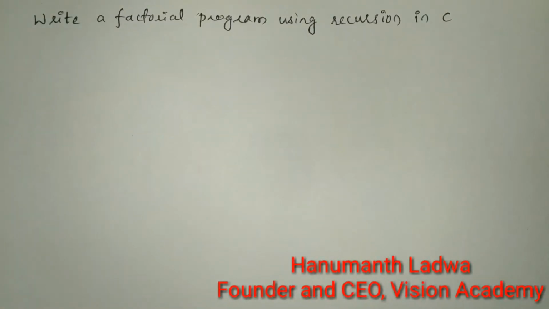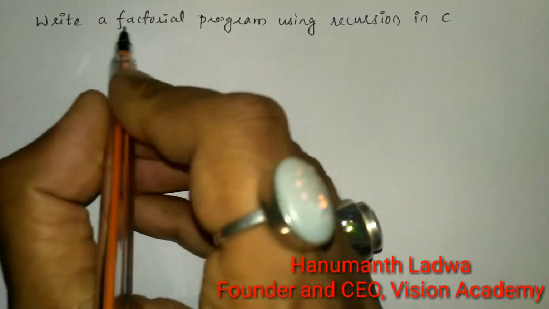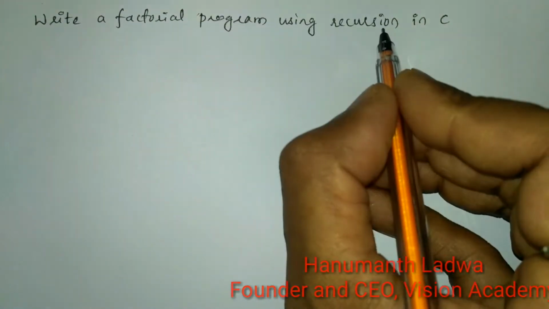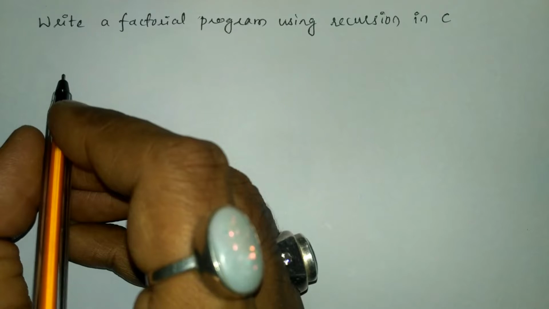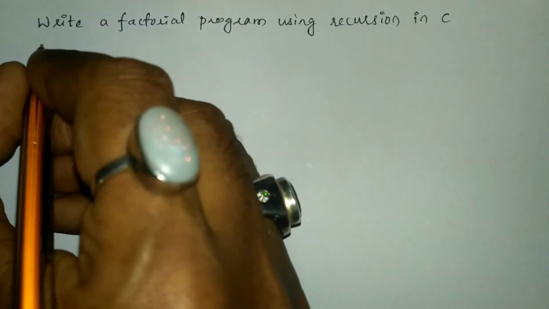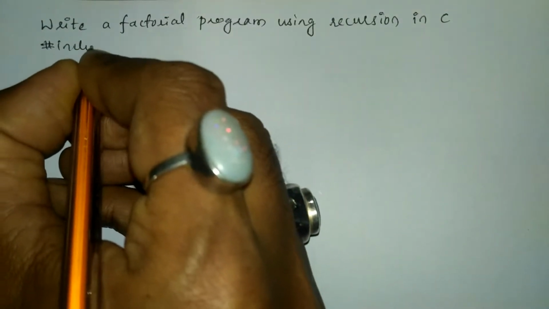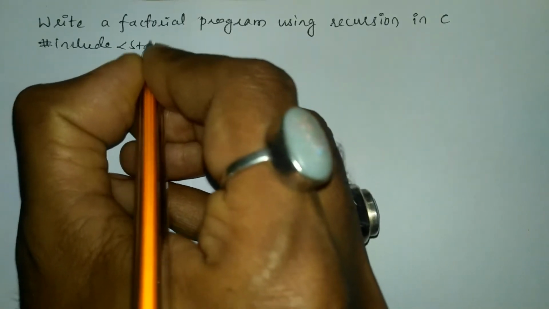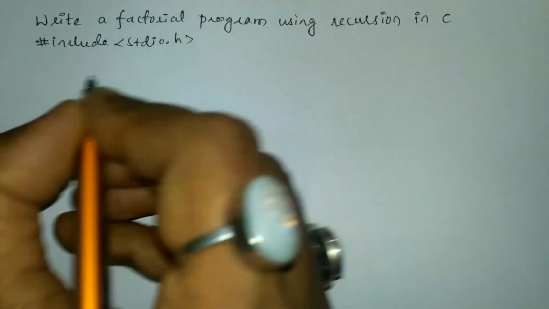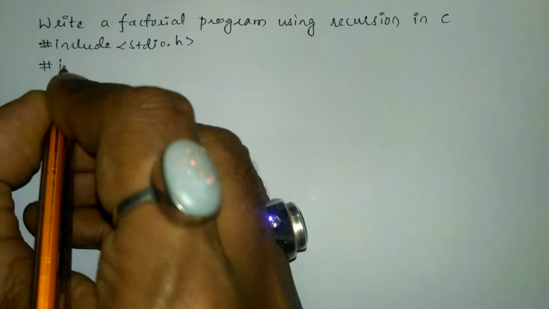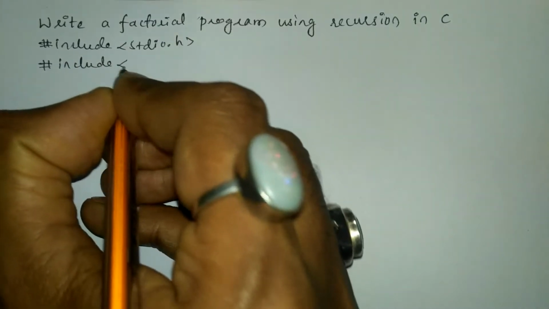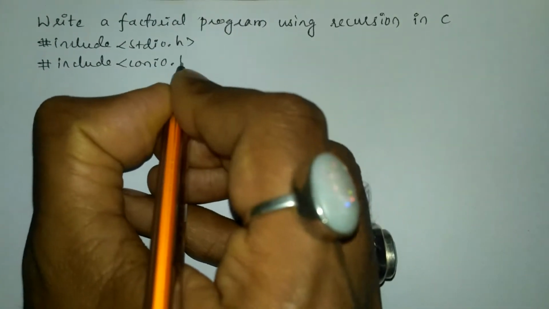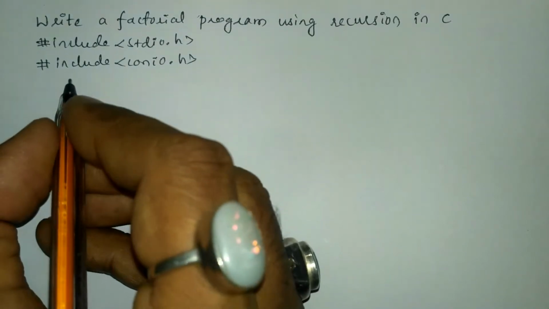My name is Hanmant Ladwa, and in this video we are going to write a factorial program using recursion in C. Let us write the preprocessor directives: #include <stdio.h>, the standard input output header file, and the next preprocessor directive is #include <conio.h>, the console input output header file.